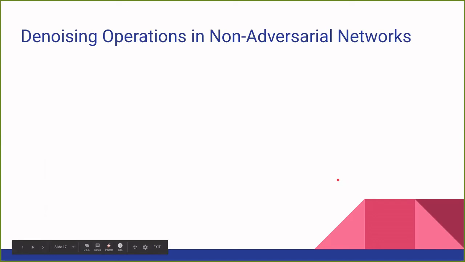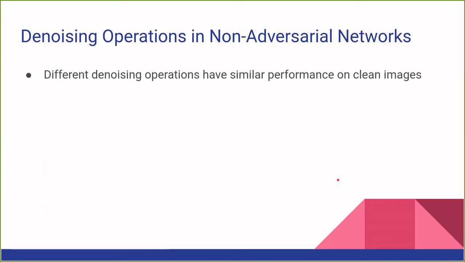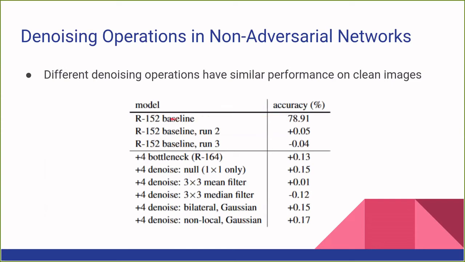Then they tested the different denoising operations against clean images. And they found that the denoising operations all have similar performance on clean images. So again, with the baseline ResNet 152 with no denoising blocks, again, 78%. And then they add a bottleneck type of block, which is only a 0.13% increase. Mean filter, again, is a negligible increase, and the same with the median filter. And both types of Gaussians, each denoising filter doesn't seem to improve the accuracy on clean images.